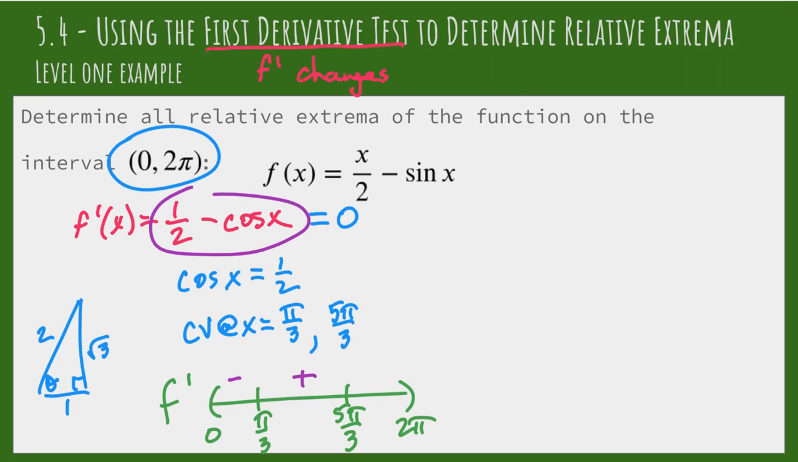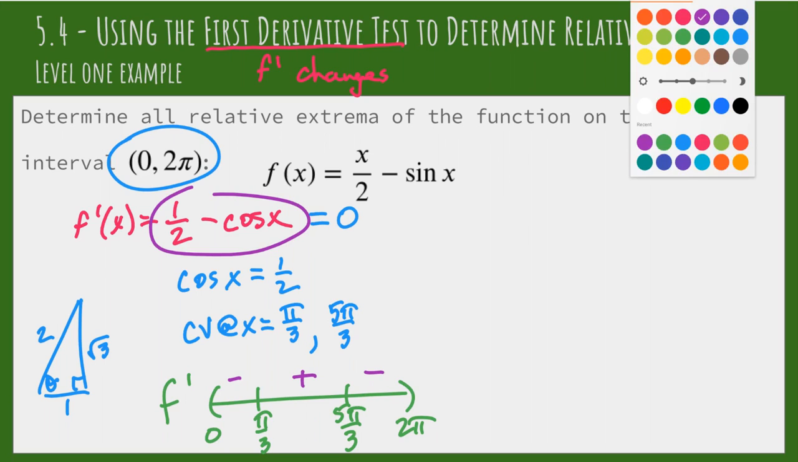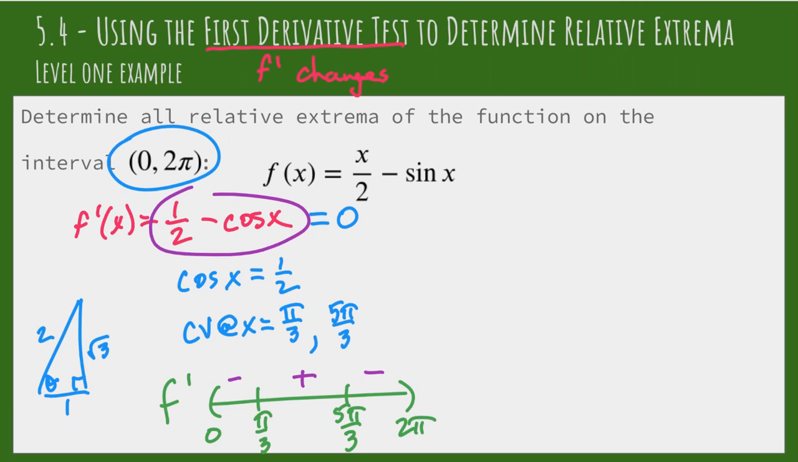And then in the last interval, again, I know 2 pi is not on that interval, but the sign that we get on the derivative will be the same. So I'm going to plug in 2 pi. And if we plug in 2 pi, cosine of 2 pi is positive 1. 1/2 minus 1 is negative 1/2. So we're going to get negative values there. So we know, based on this sign chart, that the function itself is decreasing on the interval from 0 to pi over 3. The function is increasing from pi over 3 to 5 pi over 3. And then the function is decreasing from 5 pi over 3 to 2 pi.